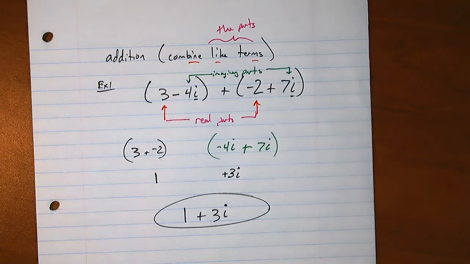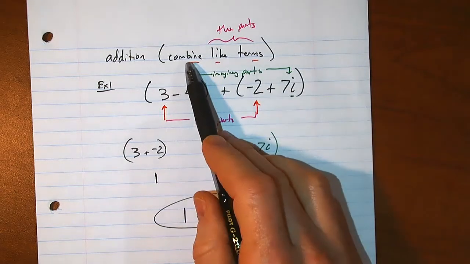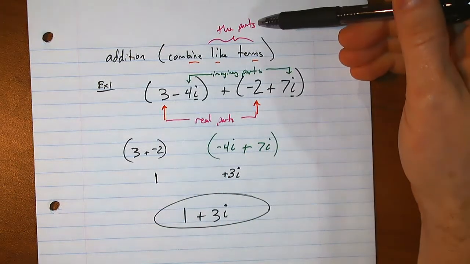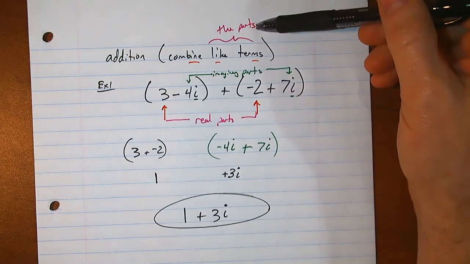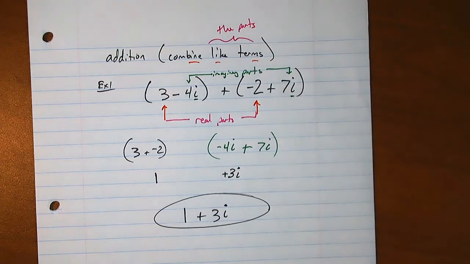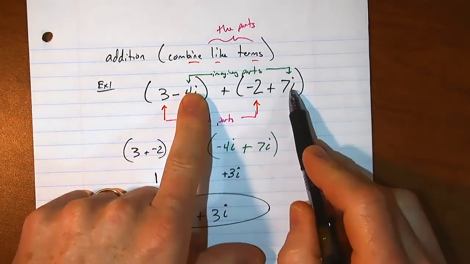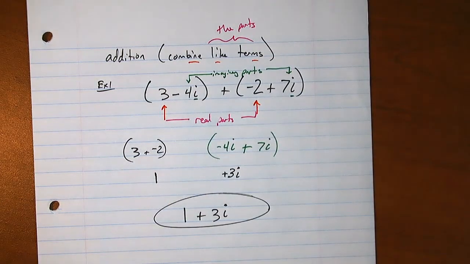That's my answer. Okay, so addition is relatively straightforward. If you want to think of it using the vocabulary we learned with polynomials, literally you're combining like terms. If you want to use the vocabulary associated with complex numbers, we're combining the like parts. It doesn't matter which vocabulary you use, it's the same effect. Add together the things that don't have i's, add together the things that do have i's, and then that's going to give you your answer. So that's addition.